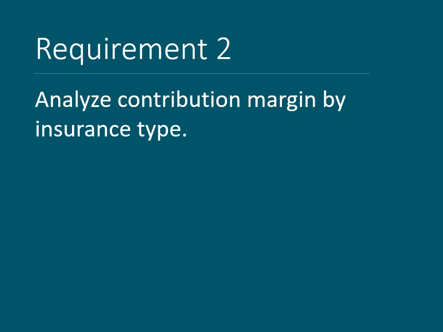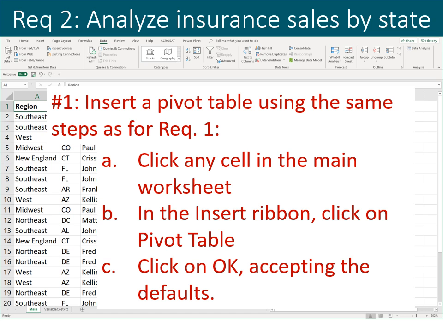For the second requirement, we need to analyze insurance sales by state. The first thing we have to do for requirement 2 is to insert a pivot table using the same steps used for requirement 1. Click any cell in the main worksheet. In the Insert ribbon, click on Pivot Table, and then click on OK, accepting the defaults.